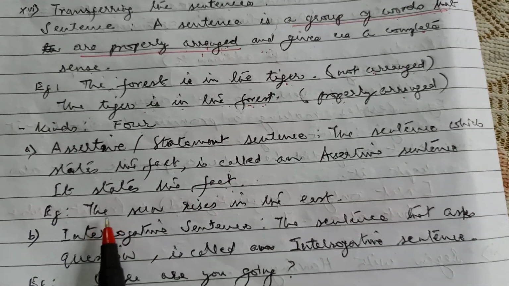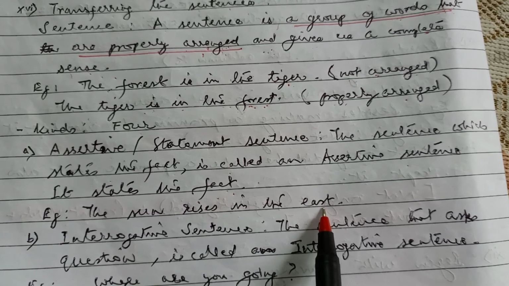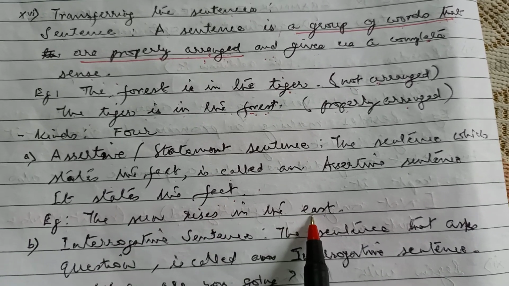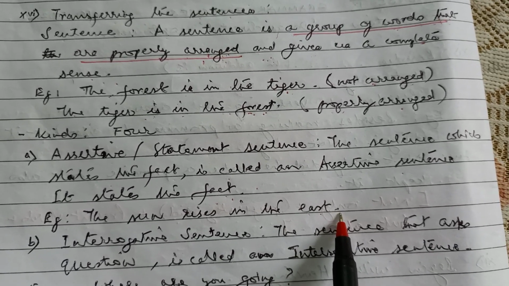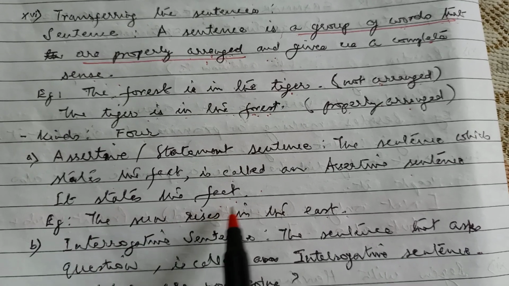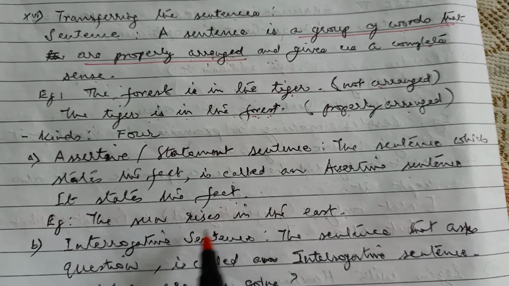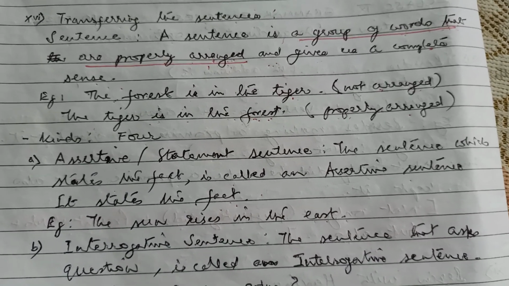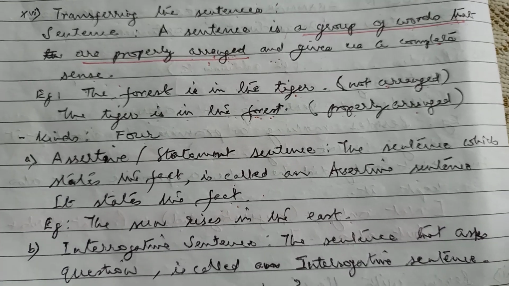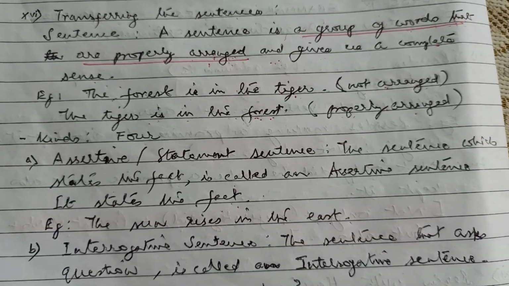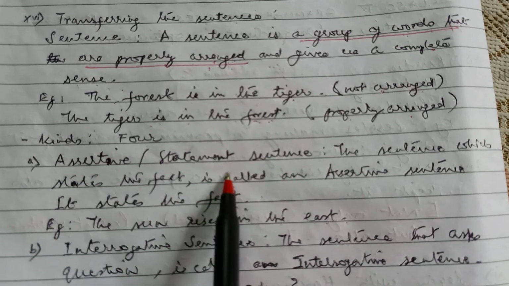Take an example. The sun rises in the east. That is a factual sentence, a truth sentence, right? So it is an assertive sentence. It ends with a full stop, right? Another example: I'm not going to school tomorrow. Here we saw a negative, "not," used, but it is still an assertive sentence because it is stating the truth that you are not going to school tomorrow. So whenever you are stating the truth, a factual sentence, it is called an assertive or statement sentence.